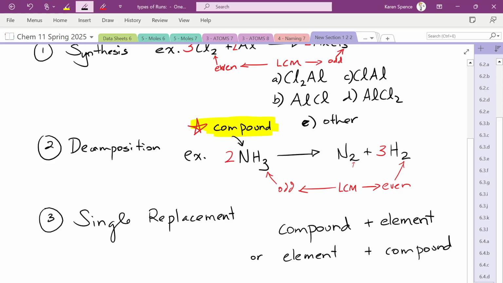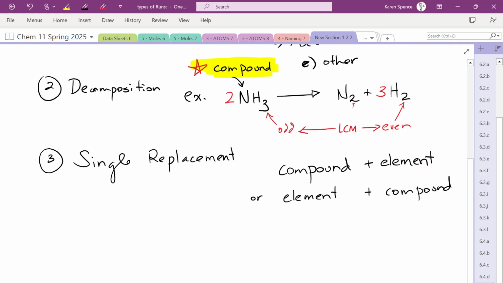Doesn't matter. The order of your reactants doesn't matter. The order of your products doesn't matter. Do you know what I mean? You can write your element first, you can write your compound second. You can write your compound first, you can write your element second. It does not matter. Okay? And we have 2 types of this.